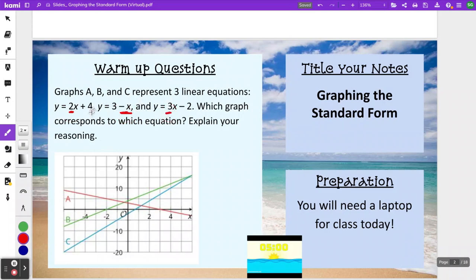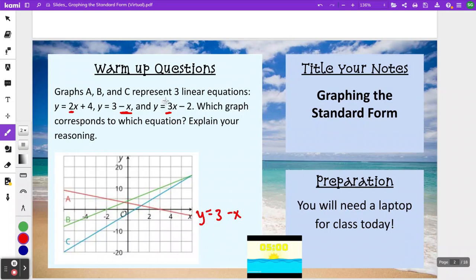Just by knowing that y equals 3 minus x has a negative slope, that lets me know already which of the lines down here it is. A negative slope means the line is going down from left to right, and so that must be equation A, y equals 3 minus x.